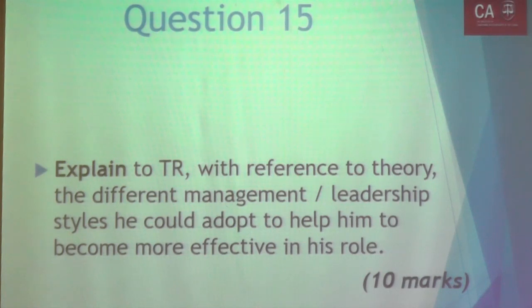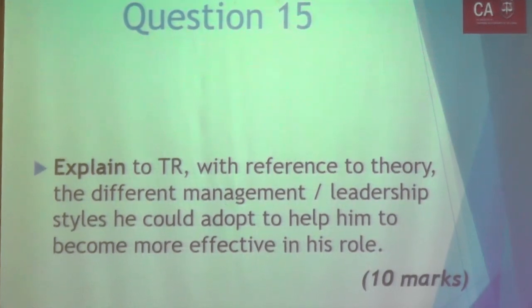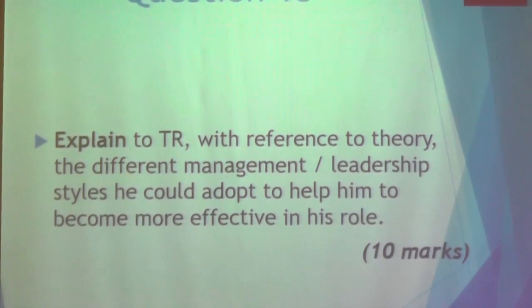Question number 15. The question is: explain to TR, with reference to the theory of different management and leadership styles, what he could adopt to help him become more effective in his role. So maybe TR is a person, let's see. TR has recently been promoted to his first management position. TR is a person. He has been promoted. In the past, he very much enjoyed working as part of a team, but is having some difficulty in adapting to his new role as a leader of a team. Now, he's a leader of a team. Initially, he was part of a team.